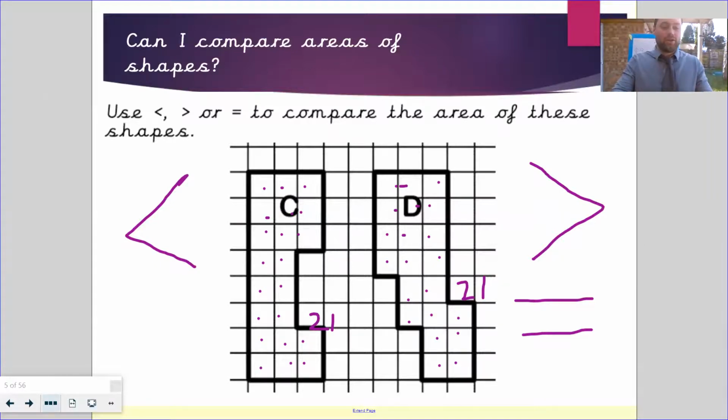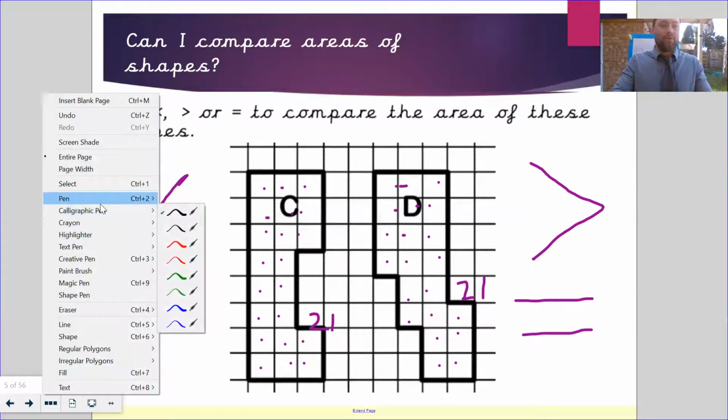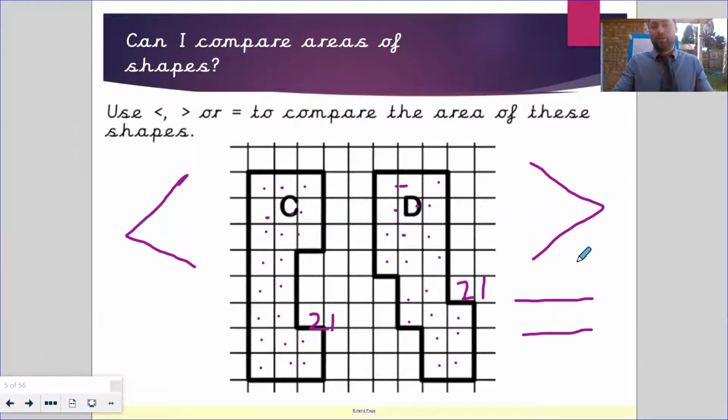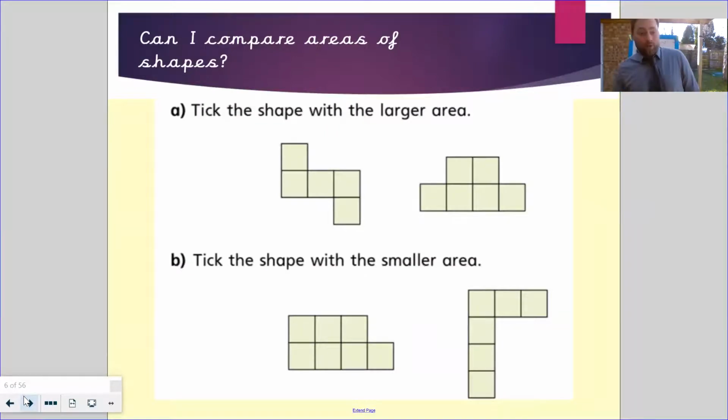So the symbol that we are going to use for this would be the equal sign, because they both have the same area, even though the shapes look completely different. Okay, so what we're going to do here is have a look at these shapes and tick the one which has the larger area. They both are very different looking, but let's have a look. So this shape here, we've got 1, 2, 3, 4, 5, and we've got 1, 2, 3, 4, 5, 6. This shape has a larger area, so we tick it.